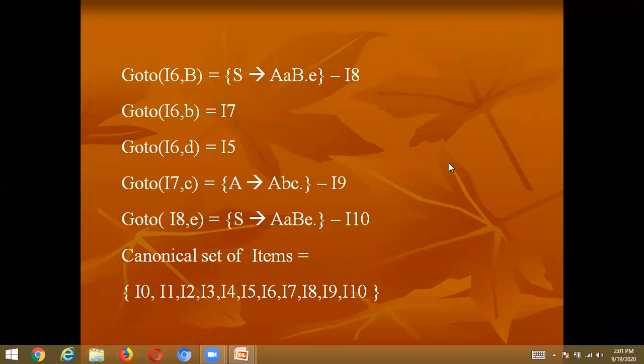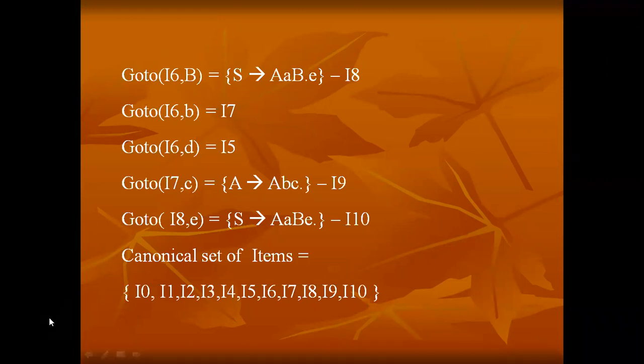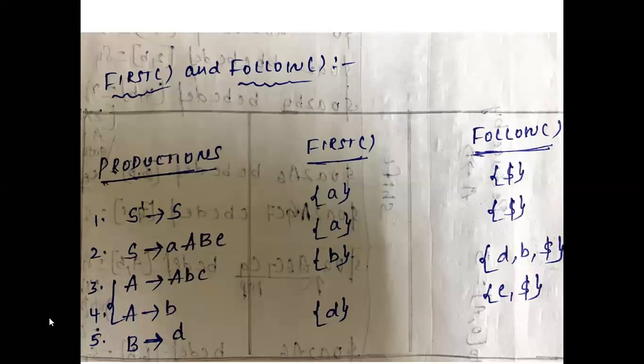By performing the computations of the goto functions, we finally know the set of canonical items that we represented like this. Now I am finding the first and follow functions for the given grammar. Make a note of this: here we're finding the first and follow functions for the grammar G dash, not the grammar G. That means along with the augmented grammar rules, we have the grammar G dash, and for that G dash we are constructing the first and follow functions.